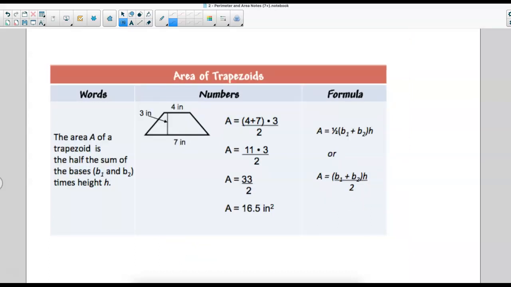And then trapezoids. I think we might need to flip the page here. A trapezoid is half the sum of the bases times the height. Here's the formula I like to use for trapezoids.